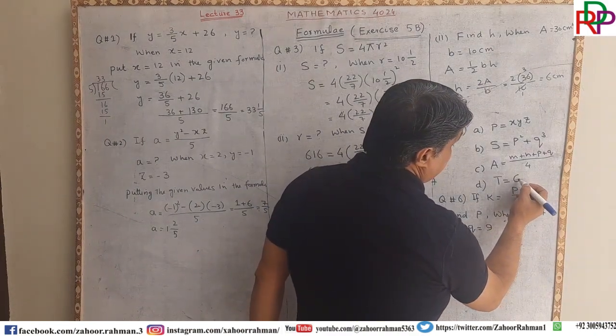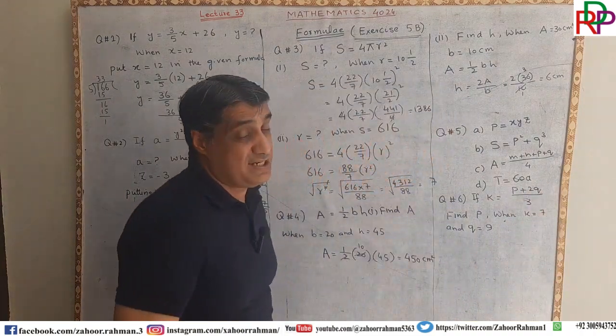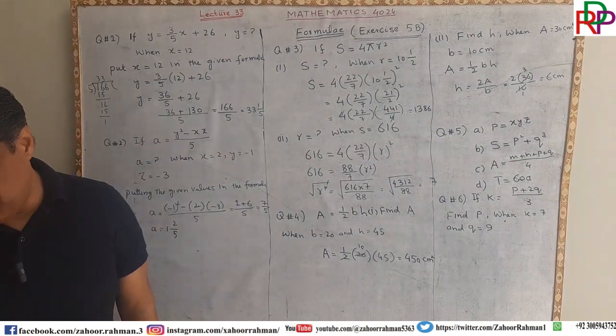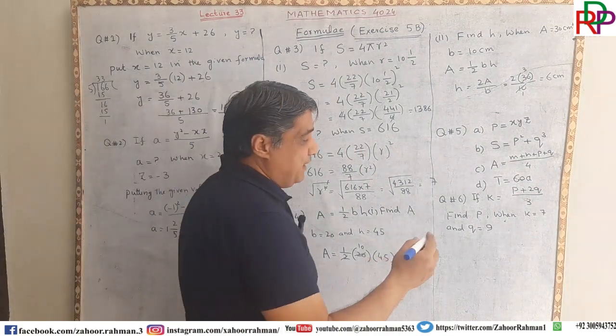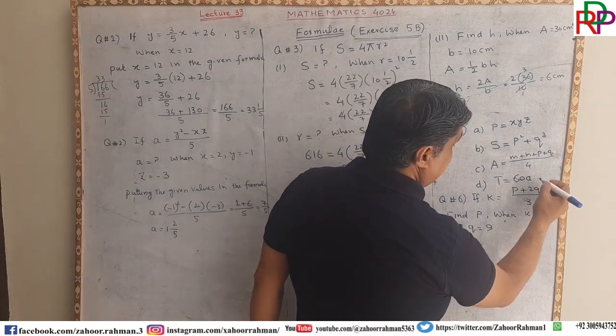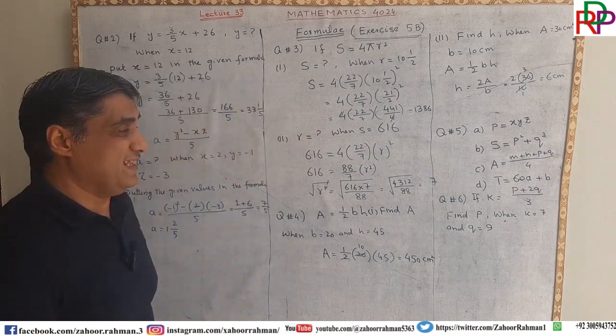So how many minutes are there in 1 hour? 60. So we have to write 60A instead of 1 hour, otherwise the answer will be wrong. Plus B minutes. And here we have to write plus B minutes. And that is the answer.